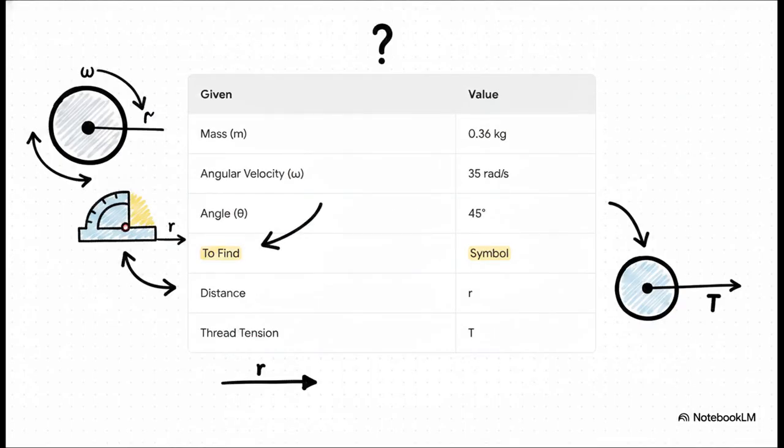Okay, perfect. This is one of my favorite first steps. Just laying everything out in a simple table like this cuts through all the words. On the left, we have what we know, our givens. On the right, our targets, what we're looking for. The problem just got a whole lot clearer, right?